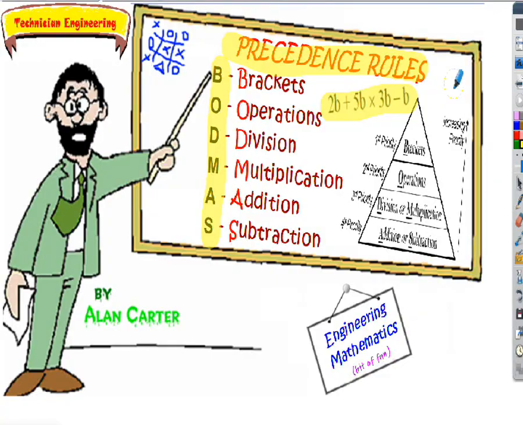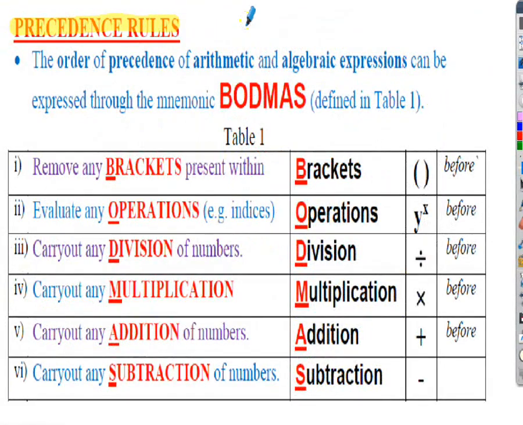So precedent rules, as we've said before, the order of precedence of an arithmetic or an algebraic expression is given by the mnemonic BODMAS, where B indicates the highest precedent being brackets, O is the next precedent being operations, D is the next precedent using division, M is the next precedent multiplication, A, next precedent is addition, and the least precedent in the BODMAS framework is subtraction.